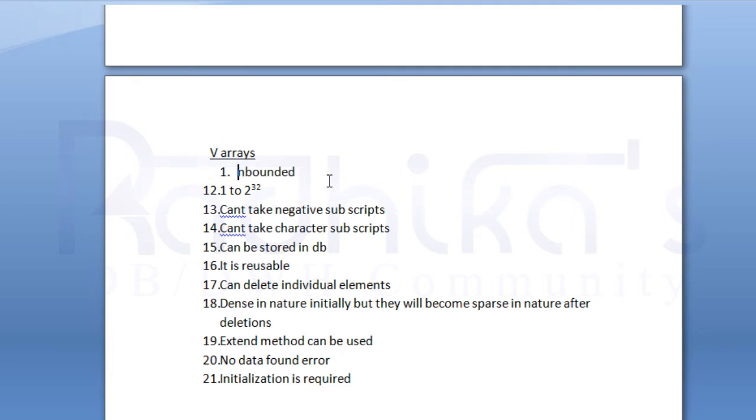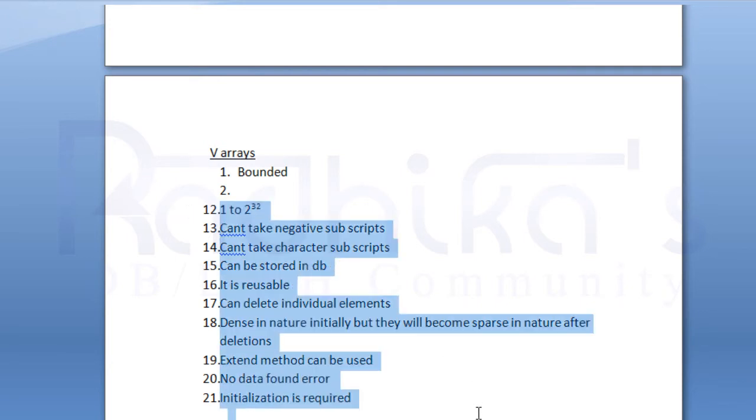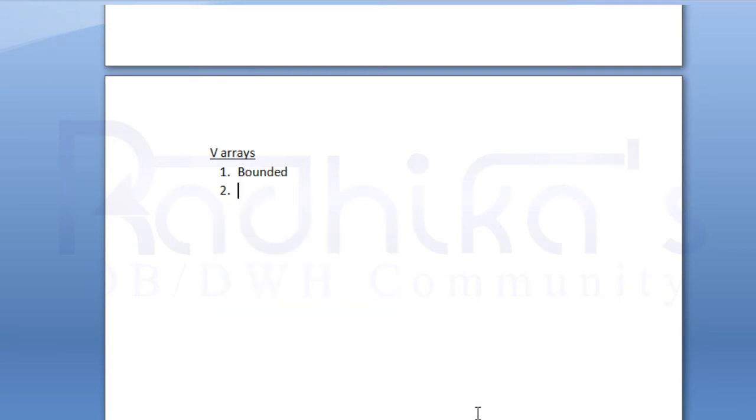So first one is, these are bounded. V arrays are bounded. Okay, just let me delete it, let me not confuse. So V arrays are nothing but bounded, and the max limit is 2 to the power of 32. Okay, then third point is it can't take negative subscripts. Then the fourth point is it can be stored in DB, that means it is reusable, right?